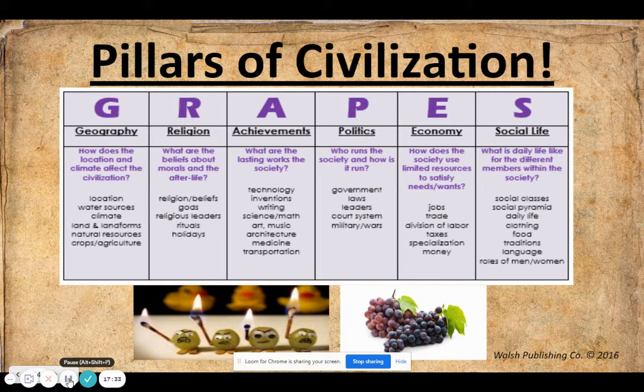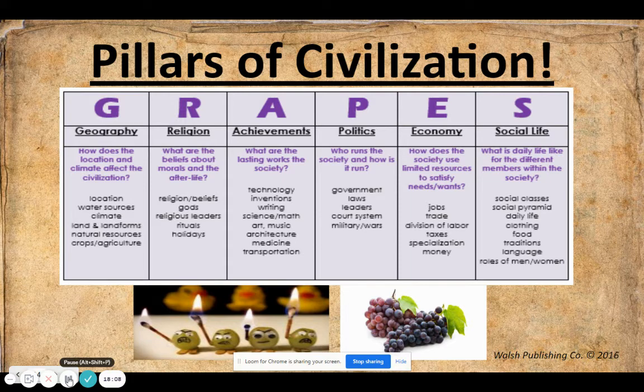How does the climate and the weather make a successful civilization or be the downfall of a civilization? Land and landforms, those affect the way we live as well. High up in the mountain, the way of life in the mountains would be very different than life along the coast of the ocean, for instance. What natural resources are available to a civilization? That affects their success. That affects how long they can last or how they can provide for their people. And crops and agriculture is also part of geography because anything that grows from the earth is a natural resource.